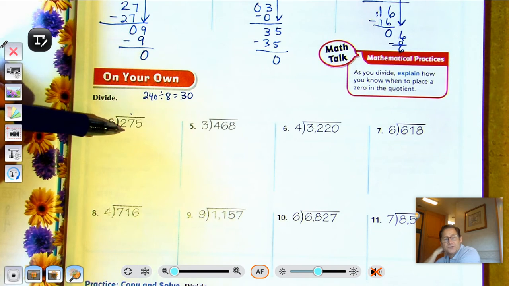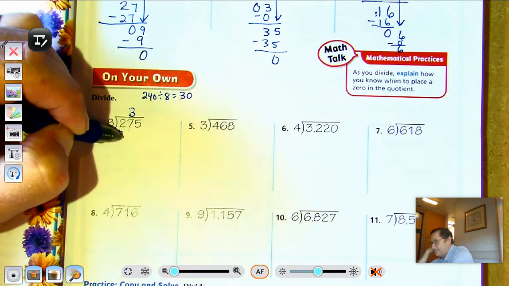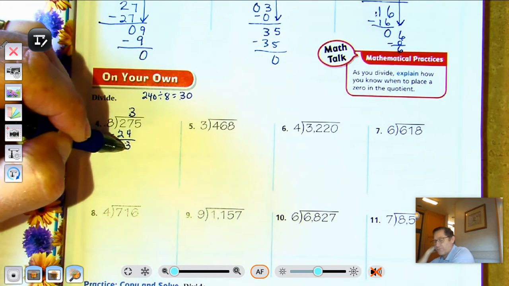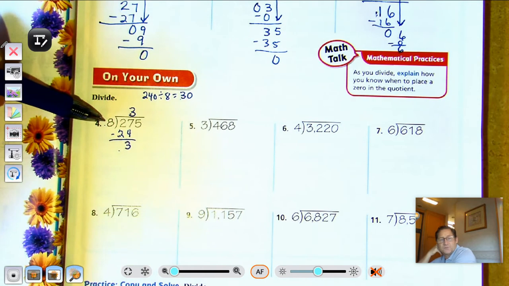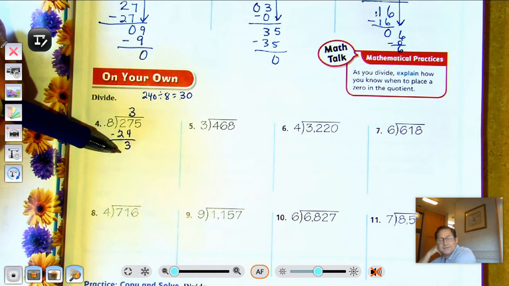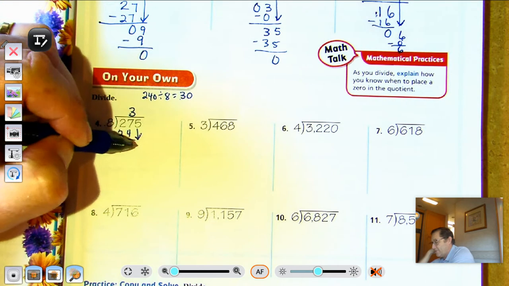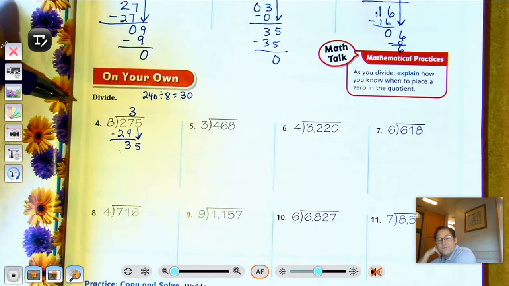So I'm going to trade the 200s for 27 tens. And 8 times 3 is 24. And that leaves me 3 tens. I can't share 3 tens with 8 groups. So I'm going to regroup those 3 tens as 30 ones. And I'm going to bring down the other 5 ones. And we have 35 ones divided by 8.